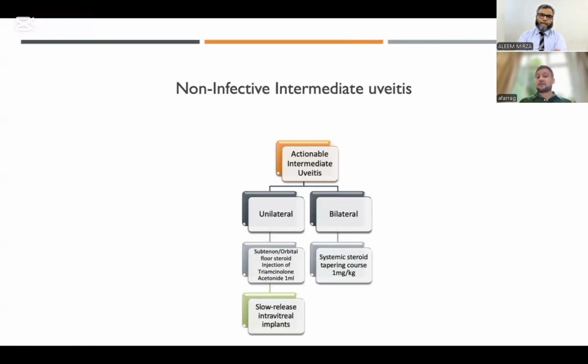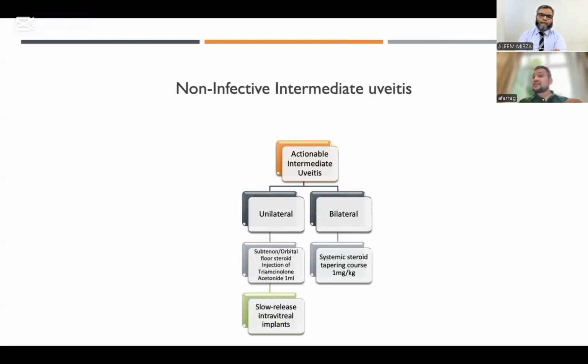If the subtenon is not working properly or the patient has a flare up again, then I start to think about a slow release intravitreal implant. As we know, we have two famous ones. The most common is Ozurdex, which they claim lasts 6 months, but from my experience, usually it's 3 or 4 months. It's very variable. I have one patient with intermediate uveitis that I gave Ozurdex and she didn't get it again. Now for 3 years, nothing, everything's fine. But usually we tell the patient it's 3 to 4 months.